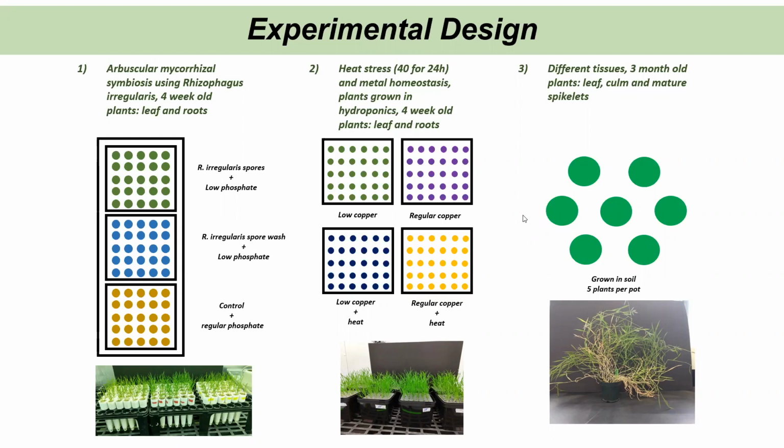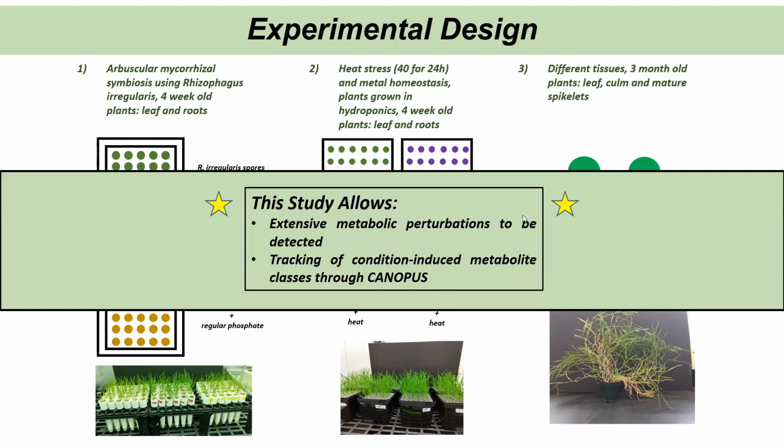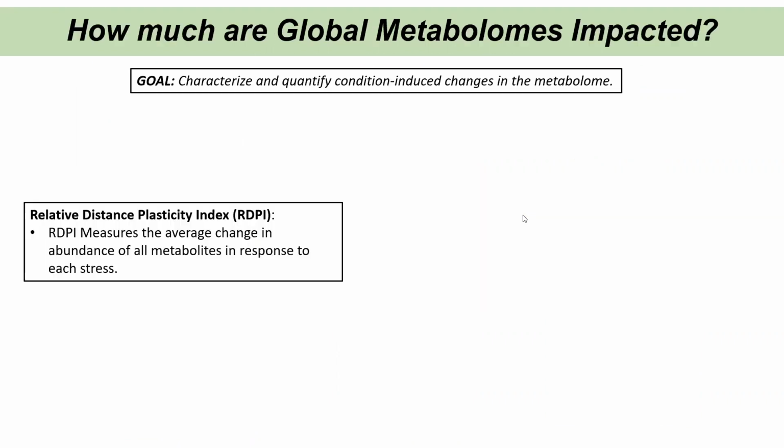And then finally, to study different organs, we sampled leaves and cones and spikelets from plants that weren't grown in any stress or condition at all. And again, we're sampling both metabolites and transcripts from these tissues. And this study allows for extensive metabolic perturbations to be detected, and also tracking of condition-induced metabolite classes through CANOPUS.